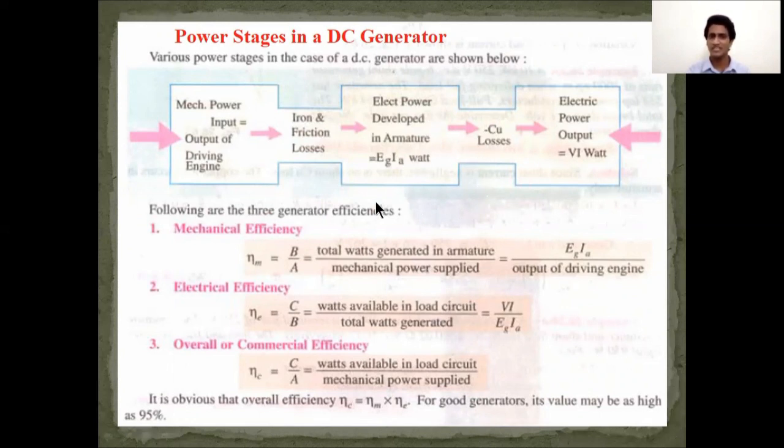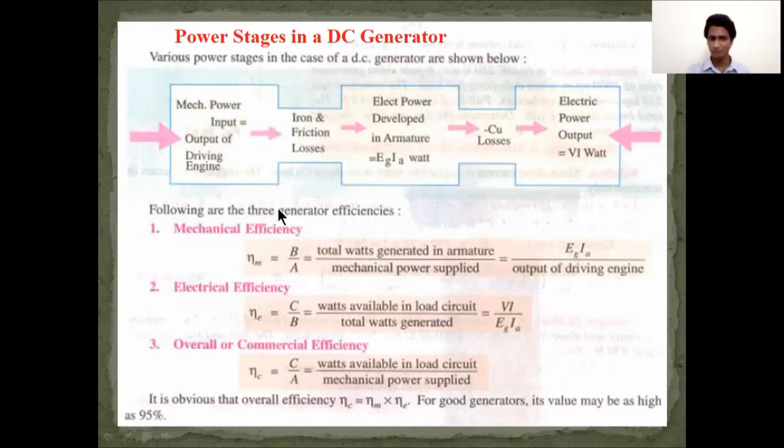Eg into Ia is the power developed in my armature, and after the copper loss we get the electrical power output from my generator, that is V into IL. Terminal voltage into load current, that is the electrical power output we obtain from my DC generator. VIL is equal to Eg into Ia, that is power developed in the armature, minus copper loss. Hope it is clear for you.